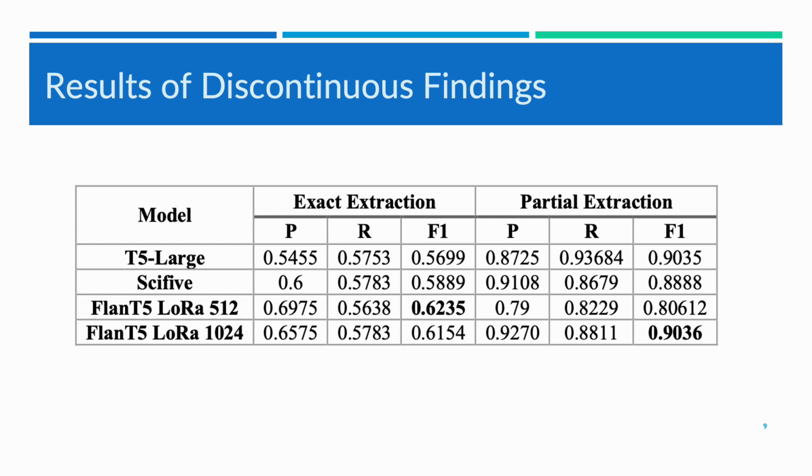This is our last table, which represents the results of discontinuous span extraction on the validation set. We can notice that Flan-T5-XL with LoRA alpha of 512 is superior in detecting disjoint mentions of findings, with an F1 score of 62%.